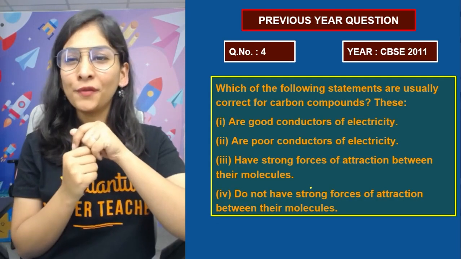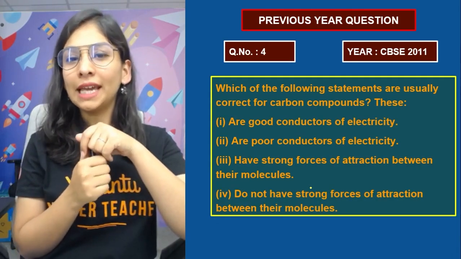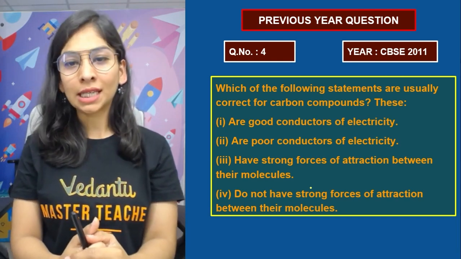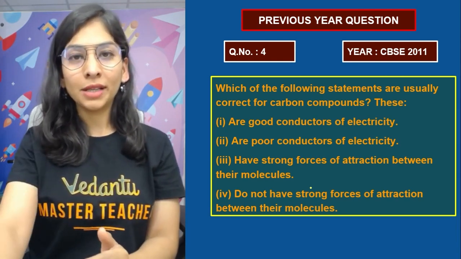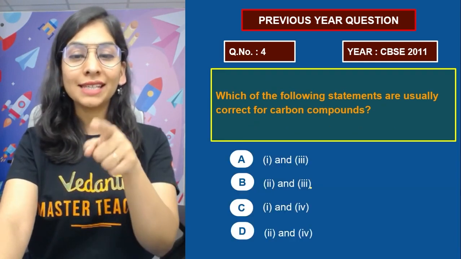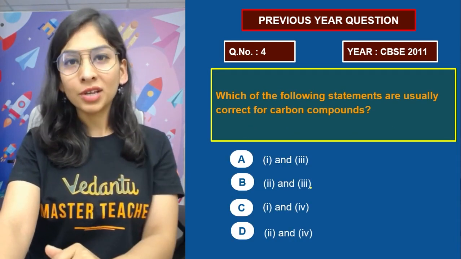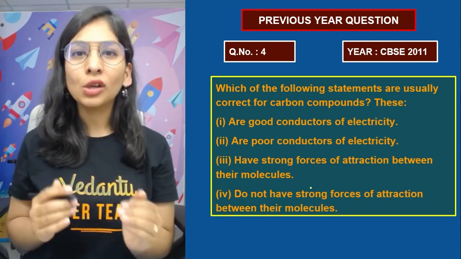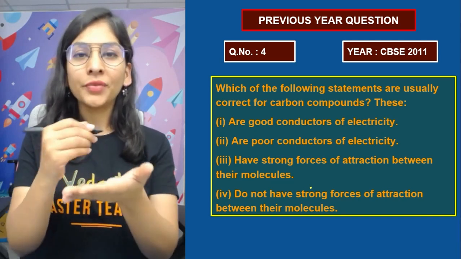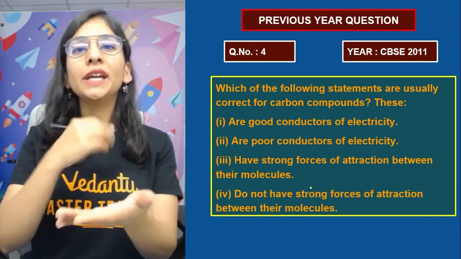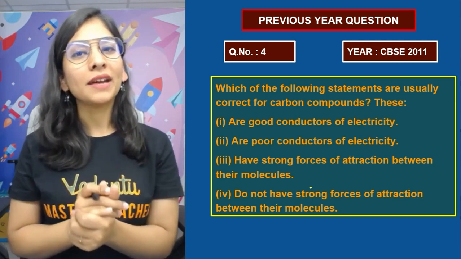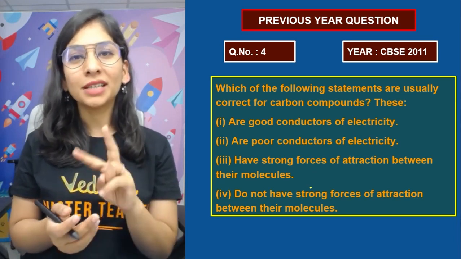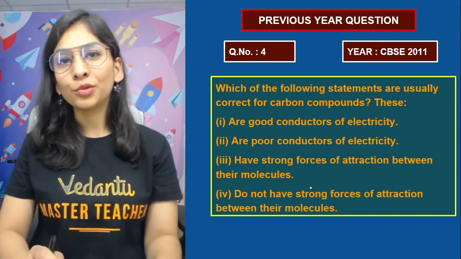And let's see question number 4 that came in the year 2011. Which of the following statements are usually correct for carbon compounds? These could be multiple choice questions, and you see that A, B, C, D have more than one option as the correct answer. So how to attempt such a question? You'll read all the statements, either with a pencil or something. You can mark the correct statements and then select whichever option matches, because otherwise you'll get confused when you directly jump to the options.